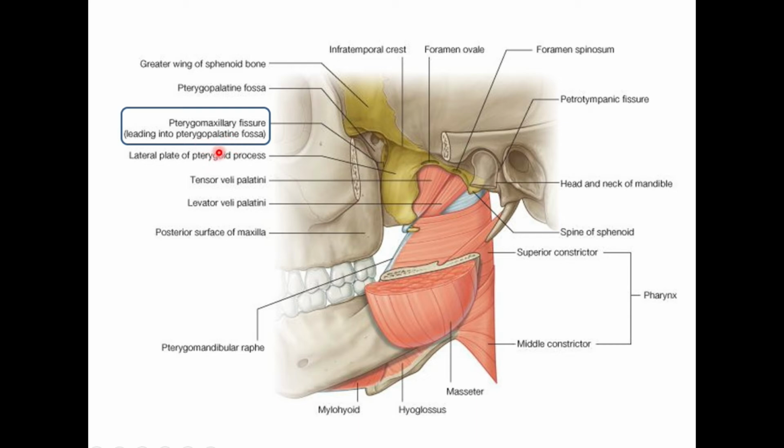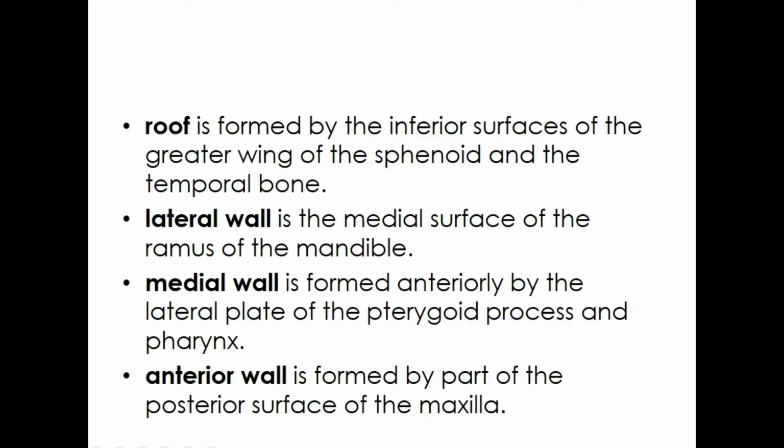Sometimes it is asked, what is the point of communication between the infratemporal fossa and the pterygopalatine fossa? So this is the pterygomaxillary fissure, which is present between the pterygoid process of the sphenoid bone and the posterior surface of the maxilla.